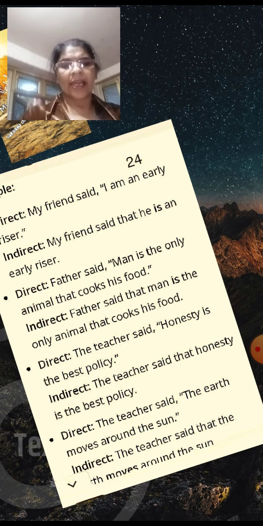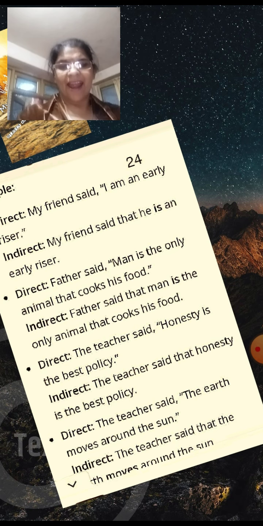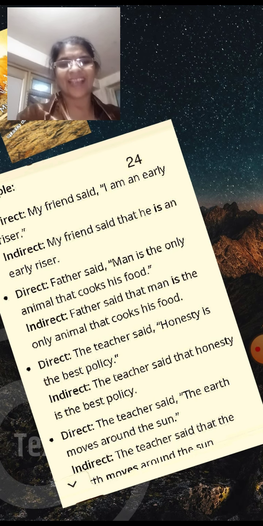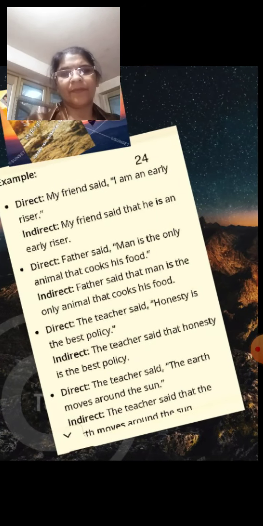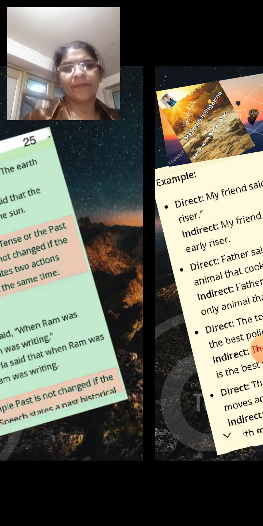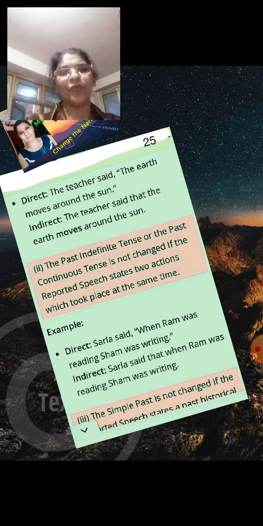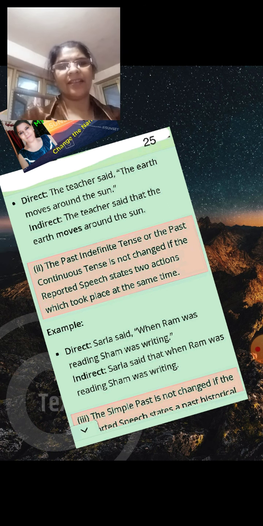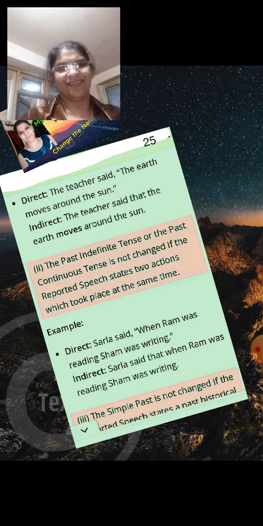Direct: the teacher said, the earth moves around the sun. Indirect: the teacher said that the earth moves around the sun.